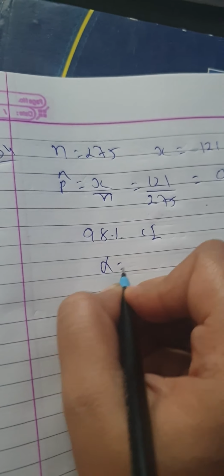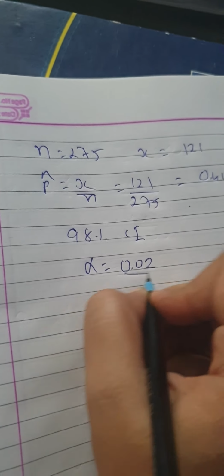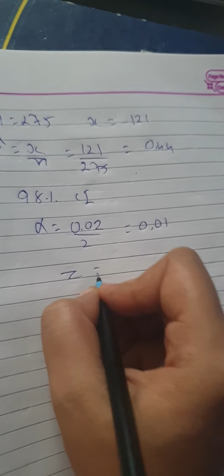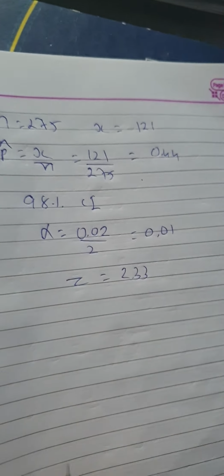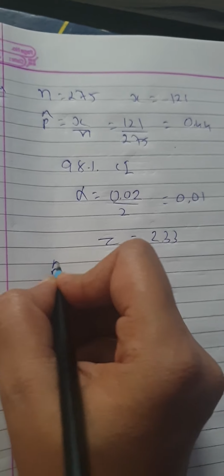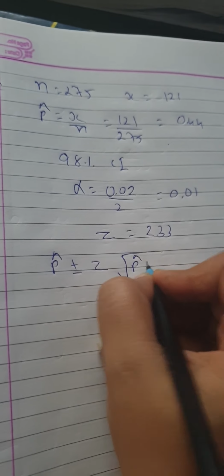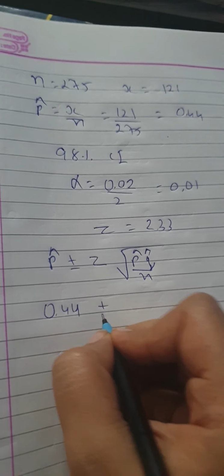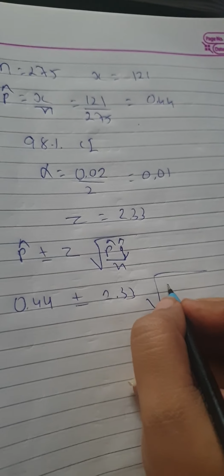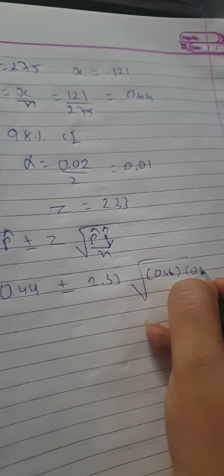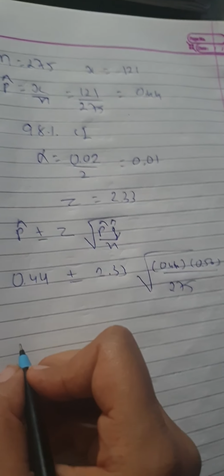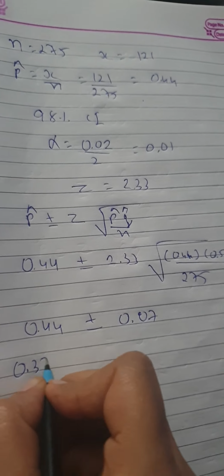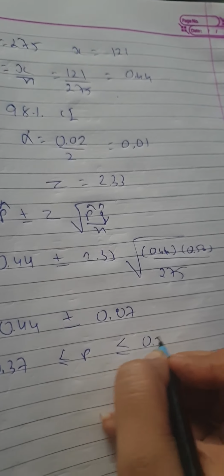98% confidence interval means alpha is 0.02, divide by 2, so 0.01, and then subtract from 0.5 and check the reverse value, so the value will be 2.33. Now p cap plus or minus z under root p cap q cap upon n. p cap is 0.44 plus or minus 2.33 under root 0.44 into 0.56 upon 275, so 0.44 plus or minus 0.07, so your range will be 0.37 to 0.51.